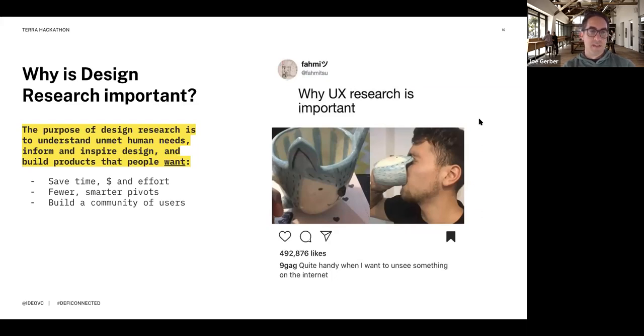So the purpose of design research is to understand unmet needs, inform features and product design, and build things that people actually want. What it results in is it saves you time, saves you money, it saves you effort. You can make fewer, smarter pivots. You can understand where you're going. It's not totally open-ended, where you're reacting to the market constantly. You're actually proactively figuring out where you need to go. And then you can build a community through the design process and the research process, which is really important with crypto. Next slide.